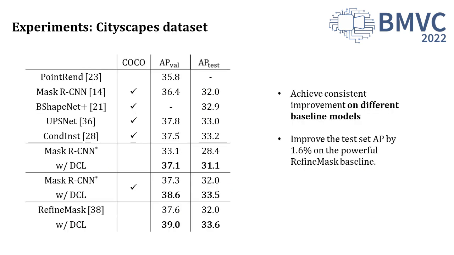We compared the proposed method with the previous methods on the Cityscapes dataset in the table. Our method achieved consistent improvement on different baseline models, improving the test set AP by 1.6% on the powerful RefineMask baseline. Note that our method does not introduce any test time overhead, and therefore does not affect the efficiency.